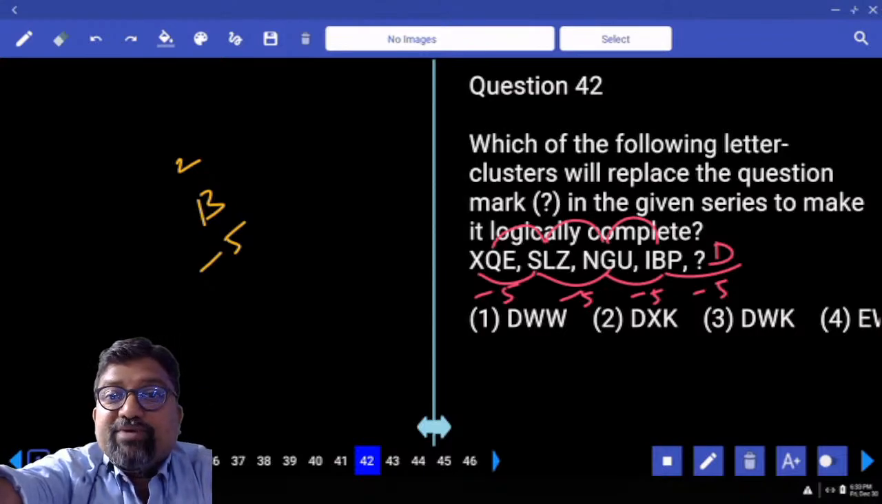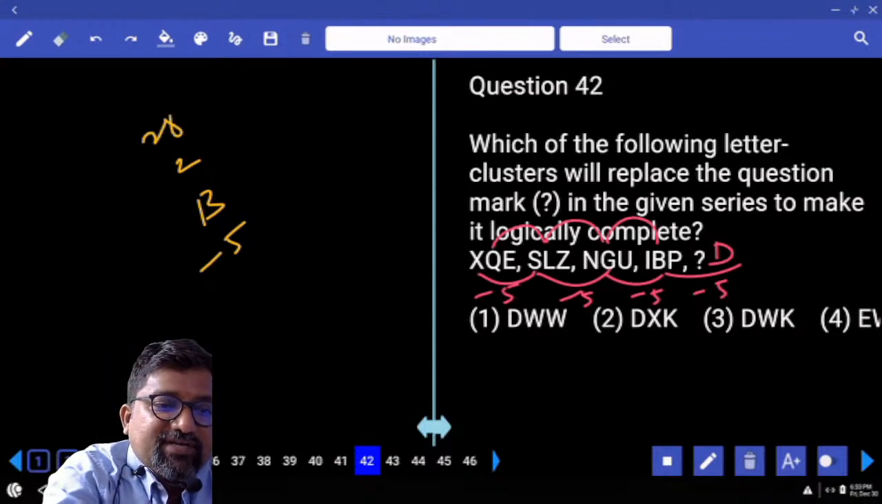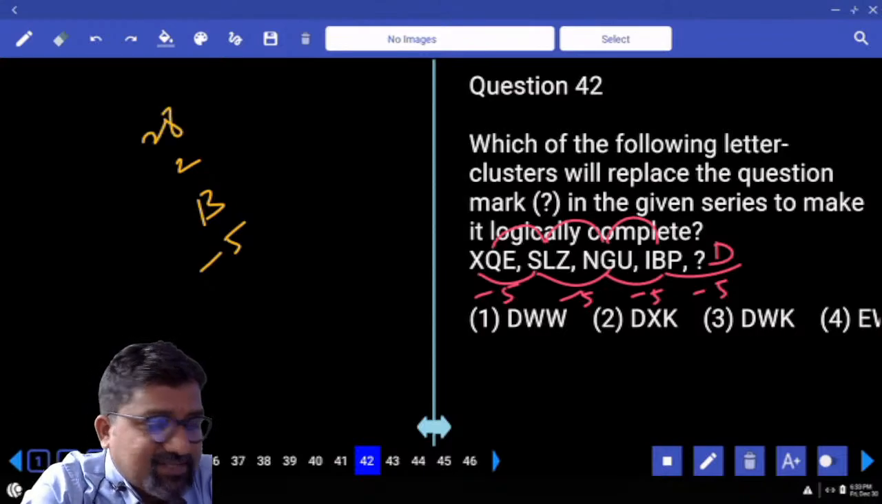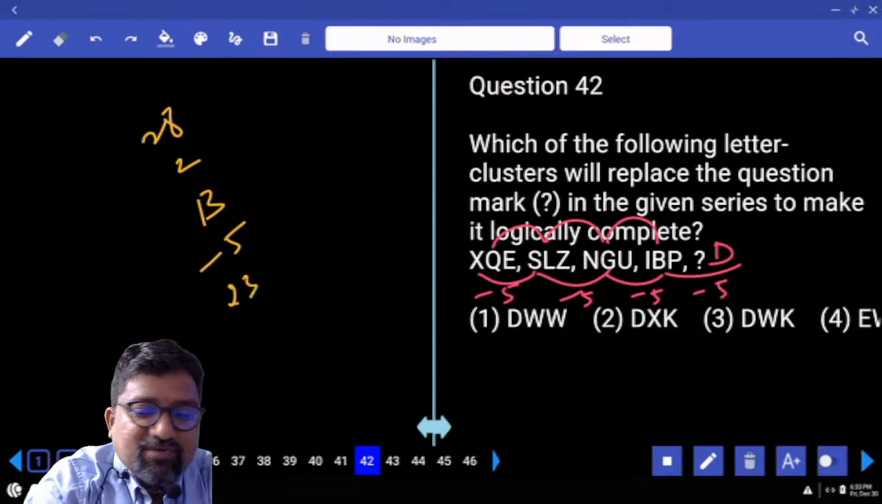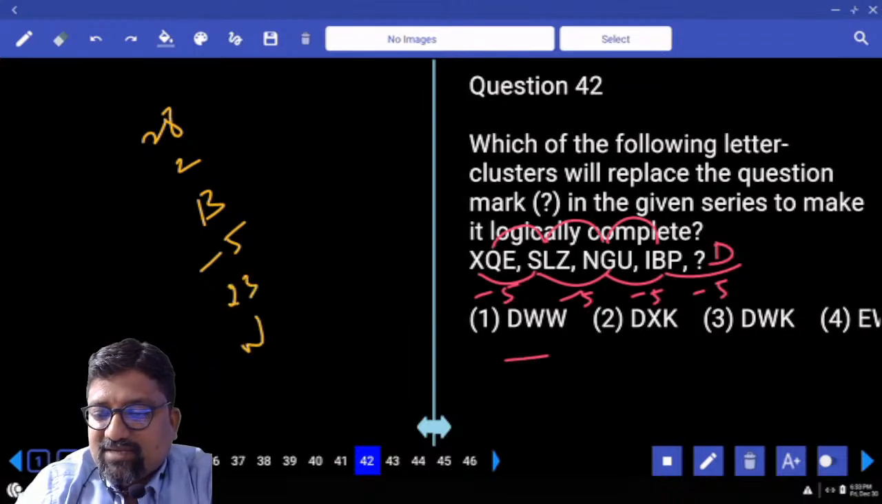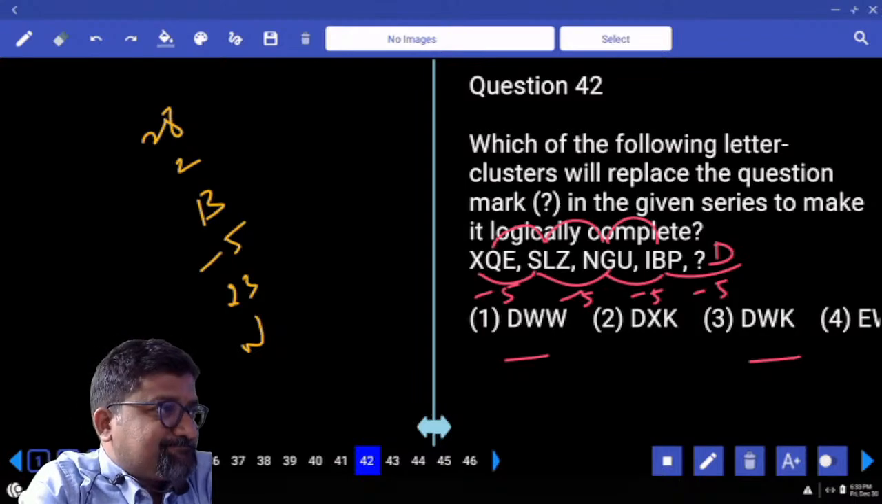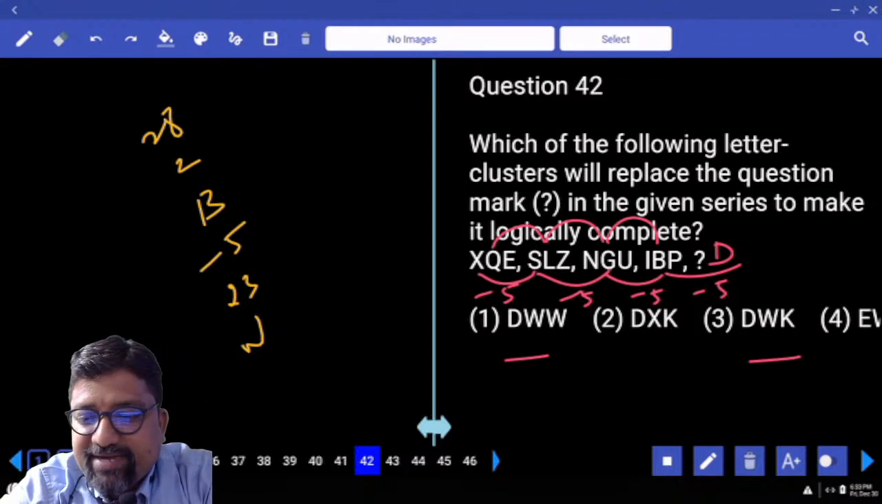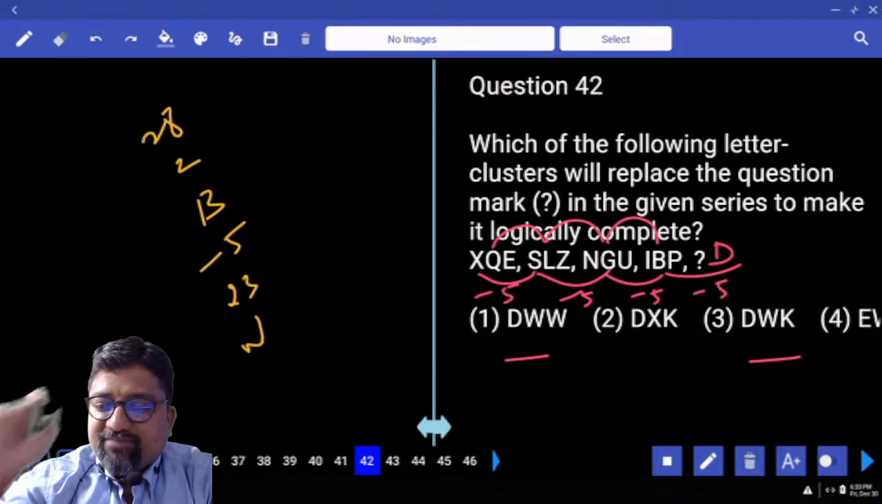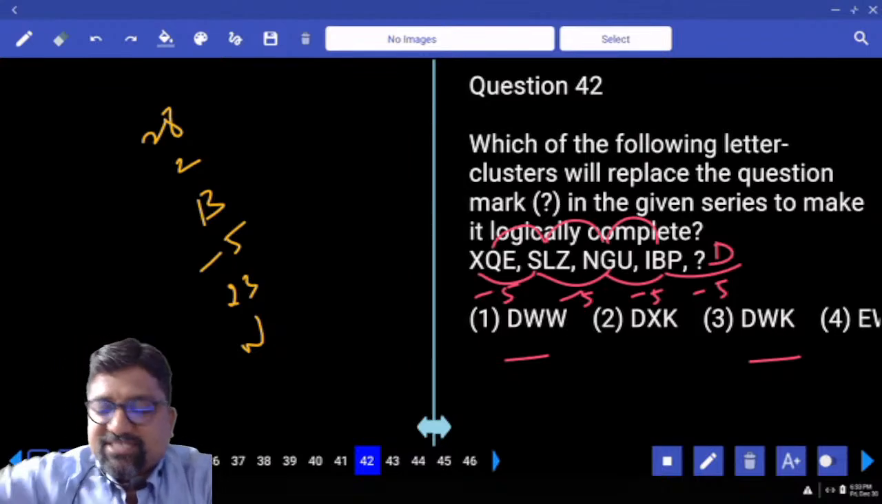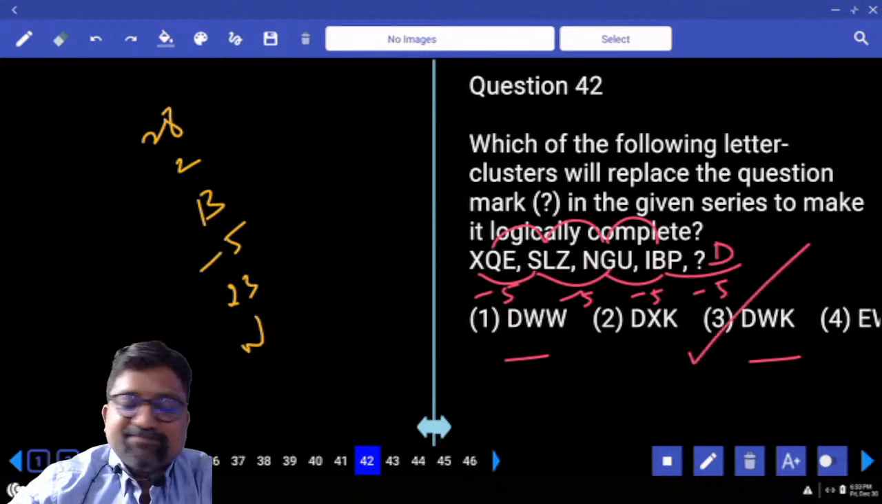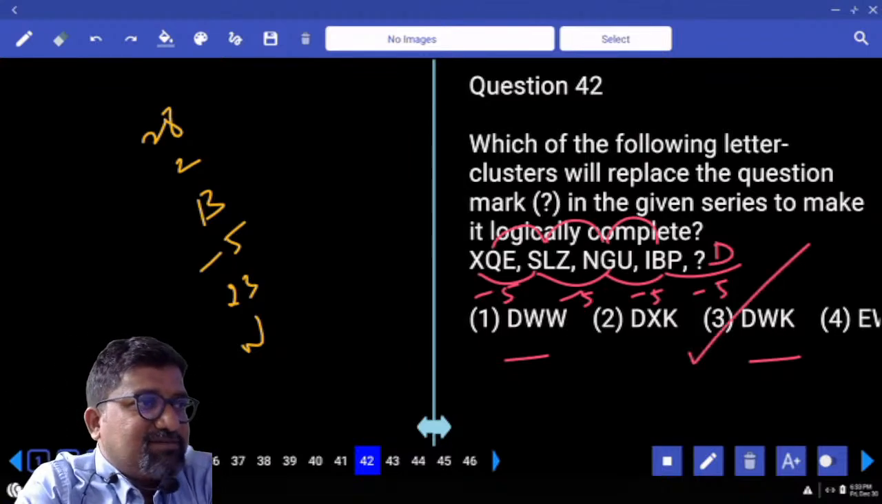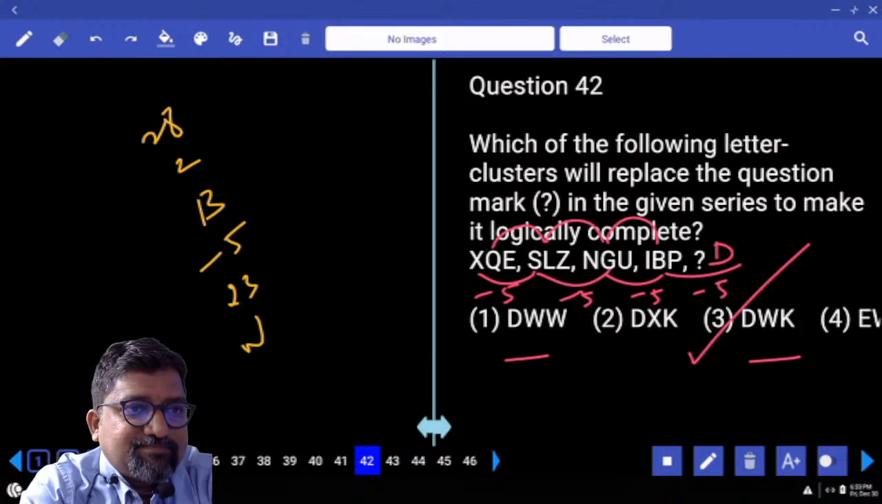నెక్స్ట్ ప్లేస్ వాల్యూ ఆఫ్ b, what is next place value of b? 28. Come on, 28 minus 5 23. What is 23? W. Either this or that. Yes or no? e 5, 26 minus 5. 26 minus 5, 21 is u. 21 minus 5, 16 is p. 16 minus 5 is 11. Clear? Yes or no?